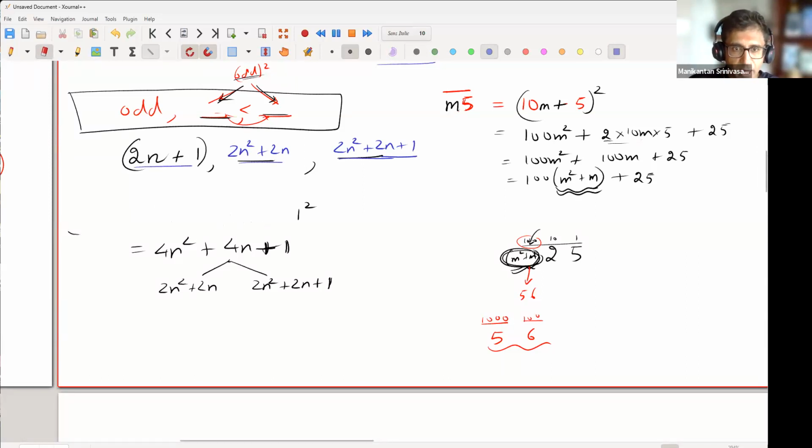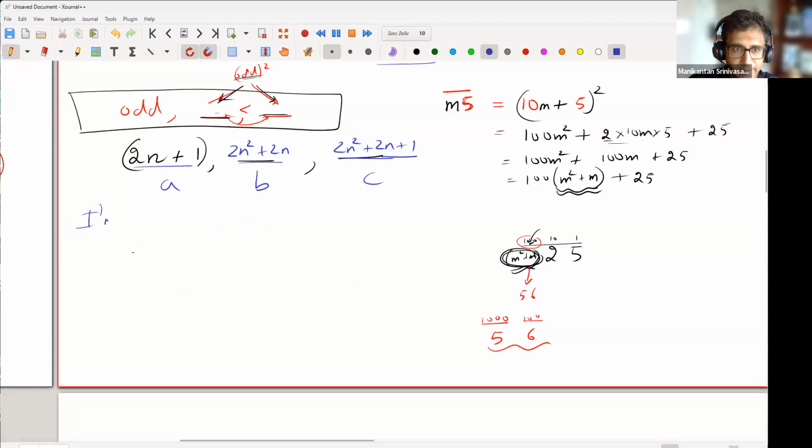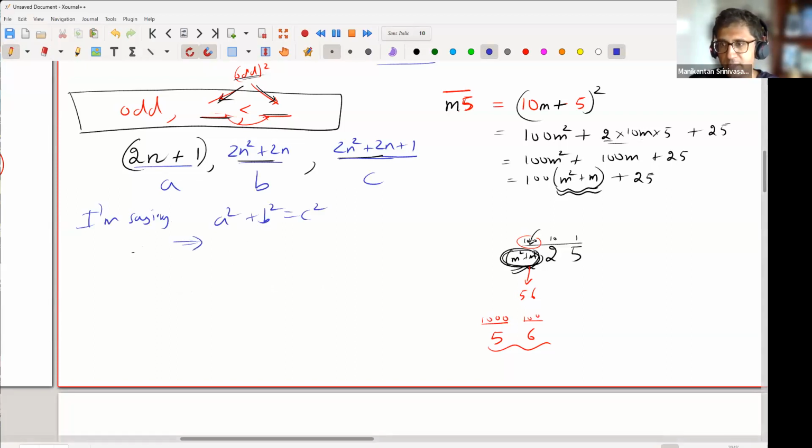So how do I verify? Let's give them some smaller names, right? Let's say this is called A, this is called B, this is called C. I'm saying A square plus B square equal to C square. Or in other words, to verify, I have to check if A square plus B square equal to C square. Or another way to verify is if C square minus B square turns out to be A square. Same thing, right? So let's verify. Let's square C, let's square B, let's do the difference and see if we get A square.